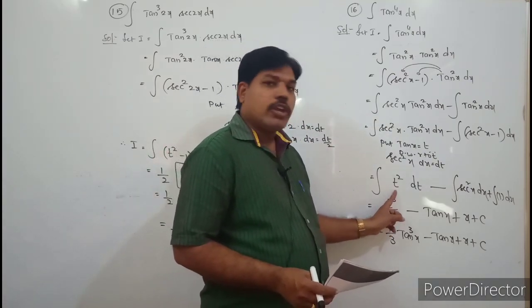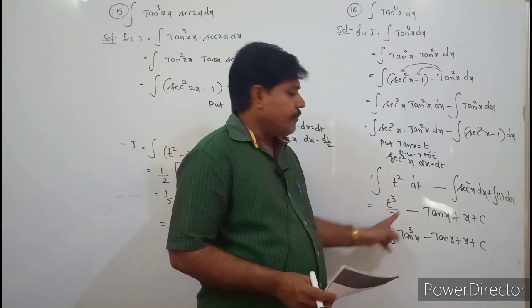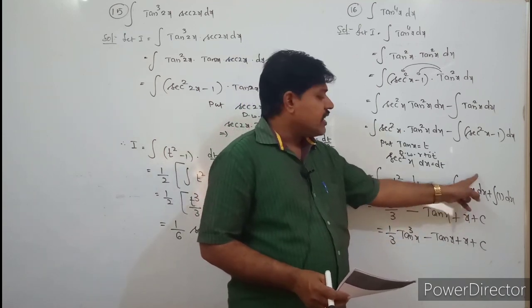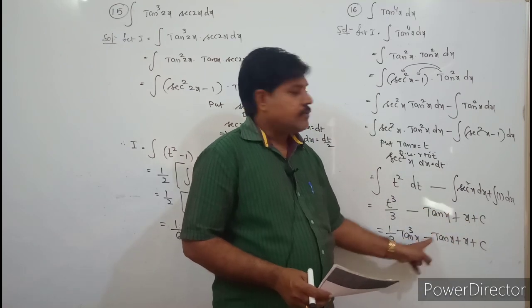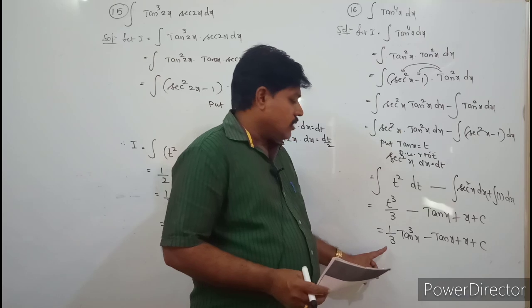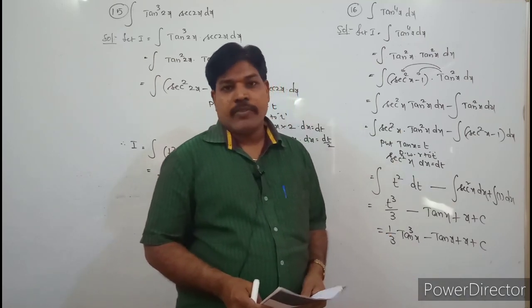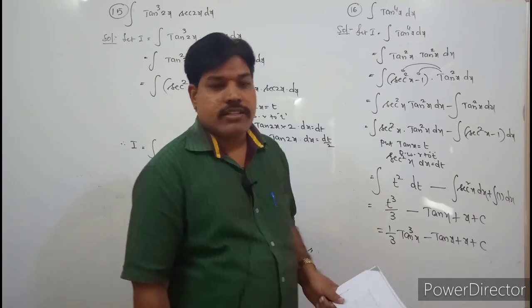So that is t cube by 3. What is the integral of t square? The integral of t square is t cube by 3, minus the integral of secant square x into dx, which is tan x, and the integral of 1 is x, plus c. So that is nothing but 1 by 3 into tan cube x minus tan x plus c. So see that question, students.